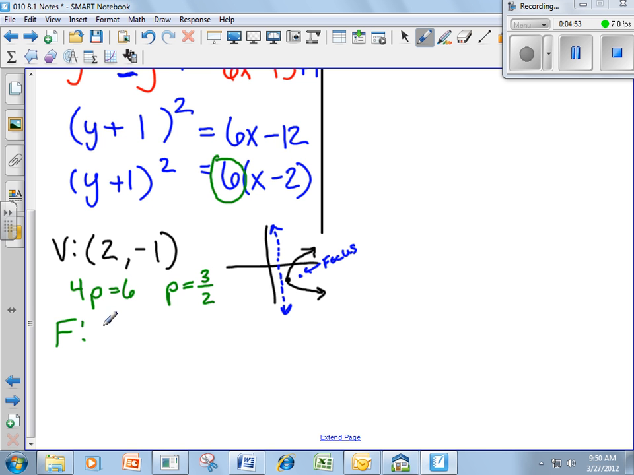So now as I create my ordered pair for the focus point, it's the x value that's going to move. So I need to go to 2 and then add that p-value of 3 halves. The y value remains the same, so I know it's going to be a negative 1 y value. And then 2 plus 3 halves, if you get a common denominator of 2, we now have 4 halves plus 3 halves. That gives us a 7 halves, negative 1. So this is my focus point.